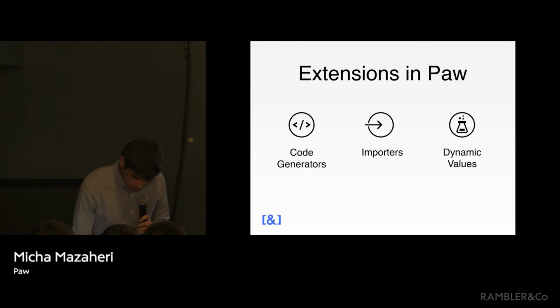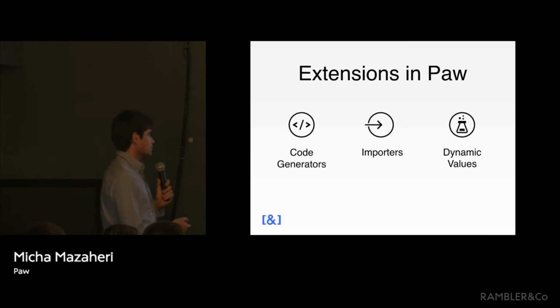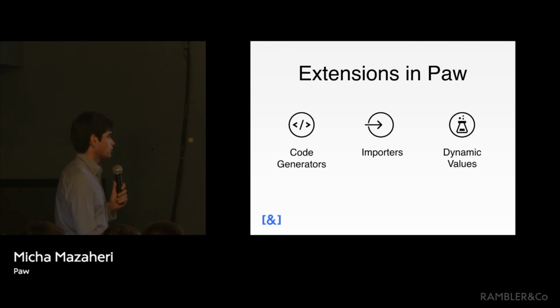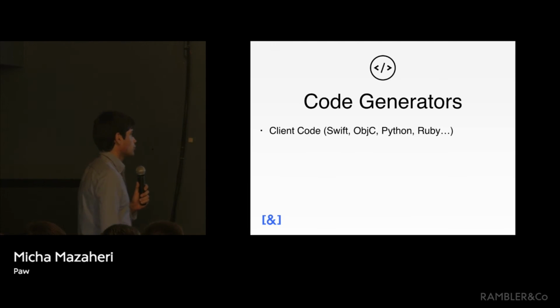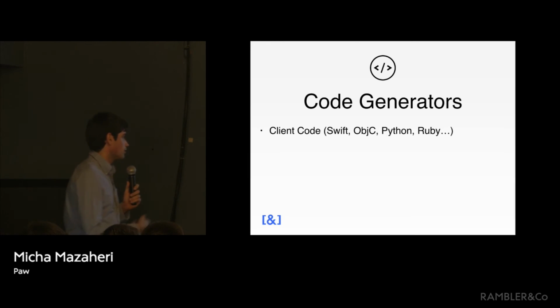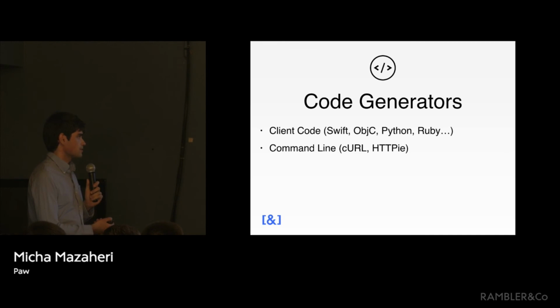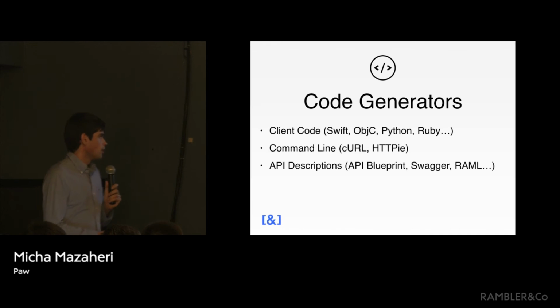So quickly, I want to give some examples of the extensions we have in POW. We have three kinds: the code generators, as I showed before, that generate client code or anything, importers, and dynamic values. So the code generators can generate Swift code, Objective-C, Python, Ruby. We have a long list on the website, PHP and other stuff. We also generate code for command lines like curl or HTTP.